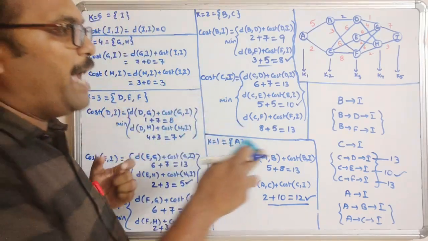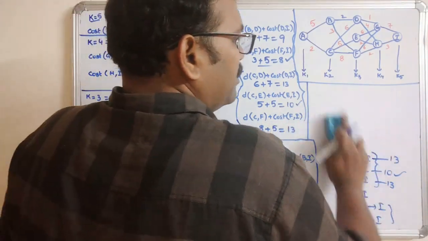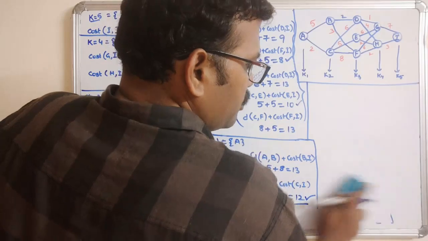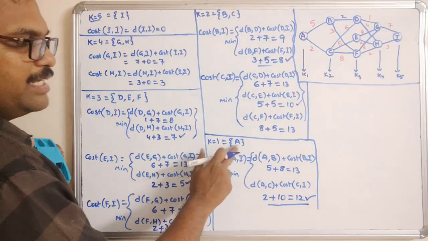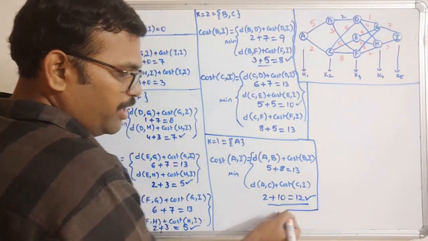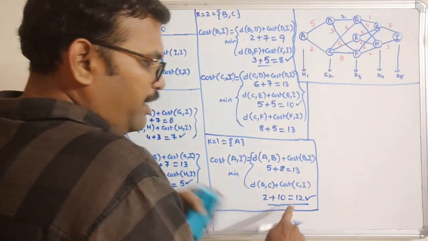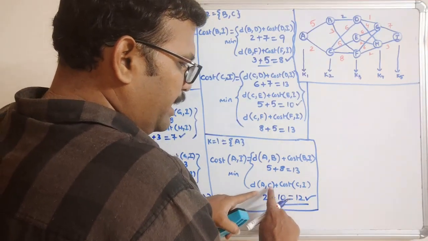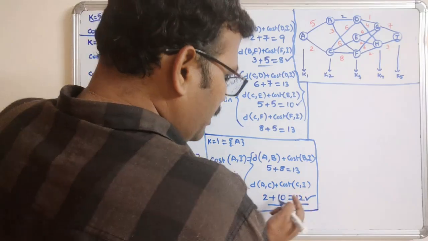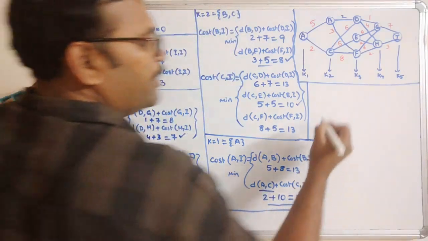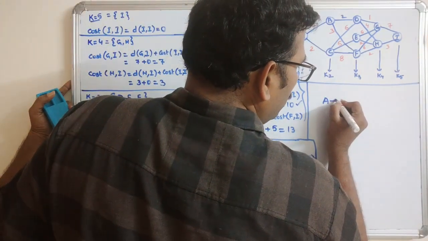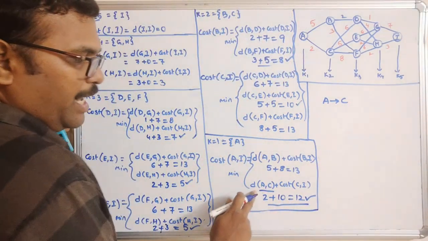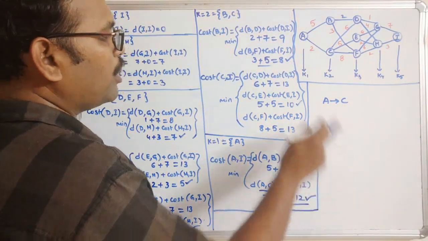Now we have to backtrack to find out the path. So this is the last stage, where A is the source, and we need to stop the calculation. Here we are considering AC plus the cost of CI. So we need to consider the edge from A to C first, and then the cost of CI.